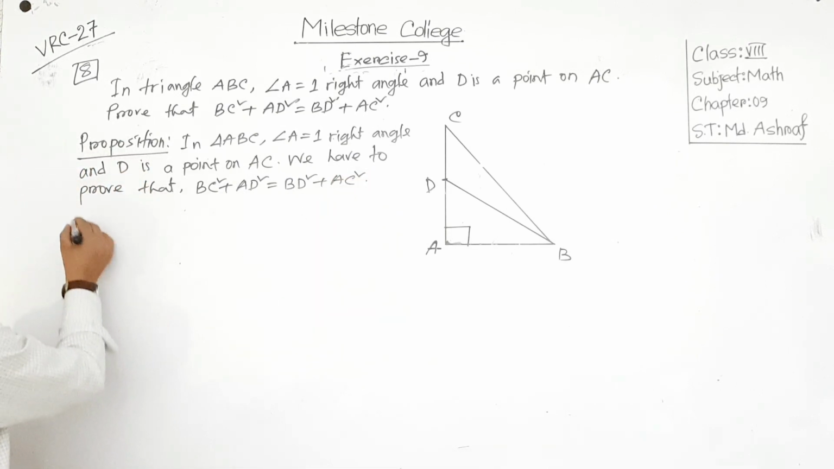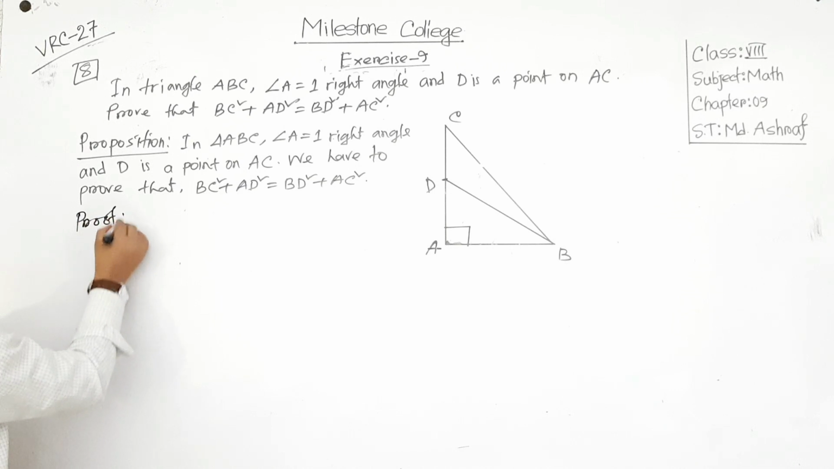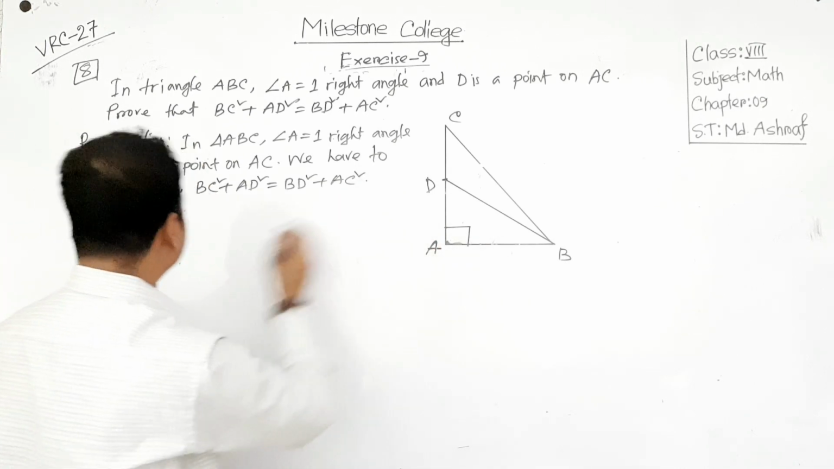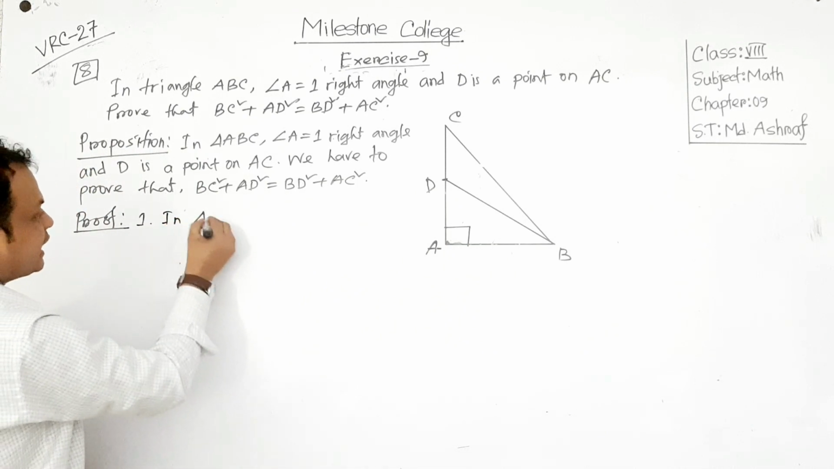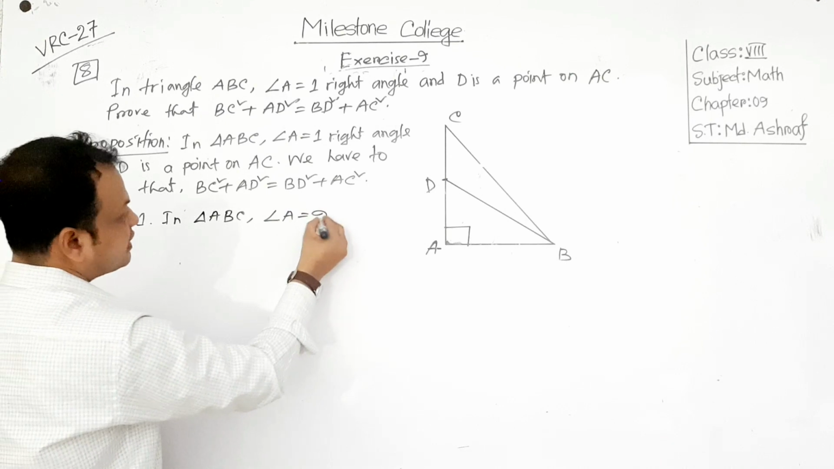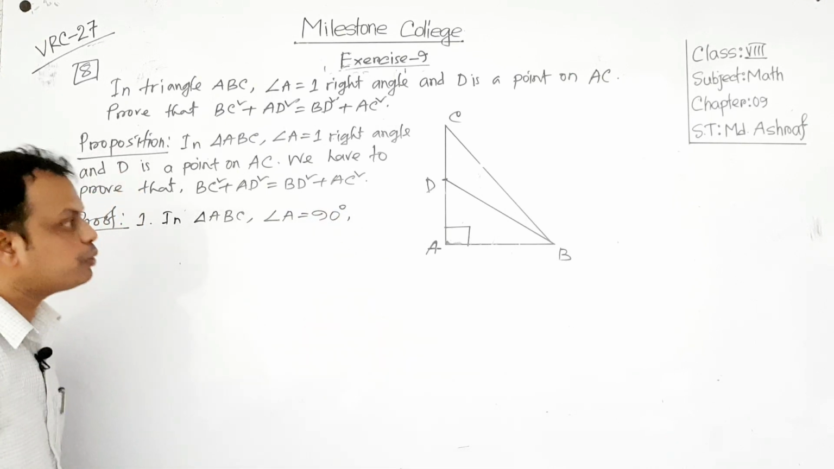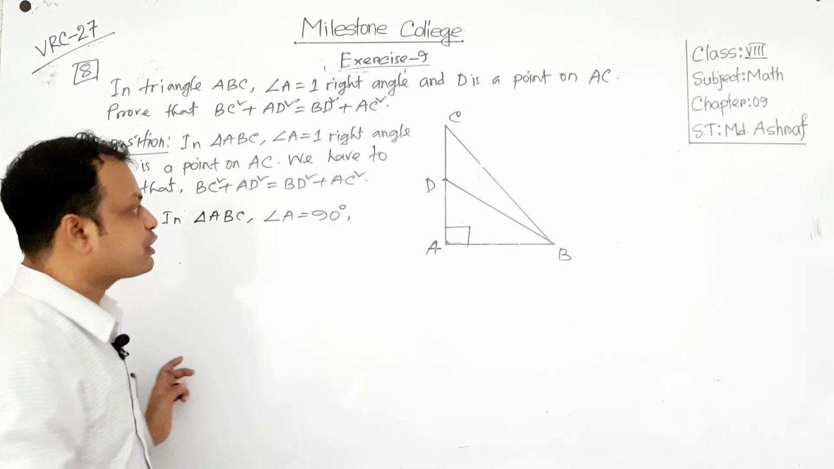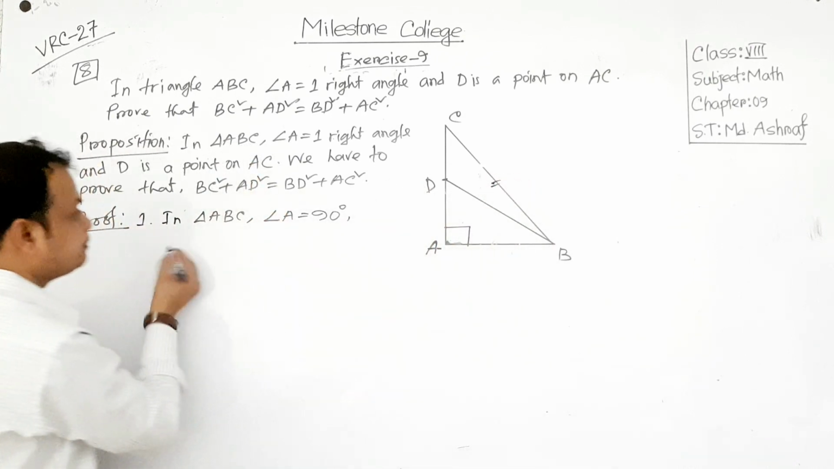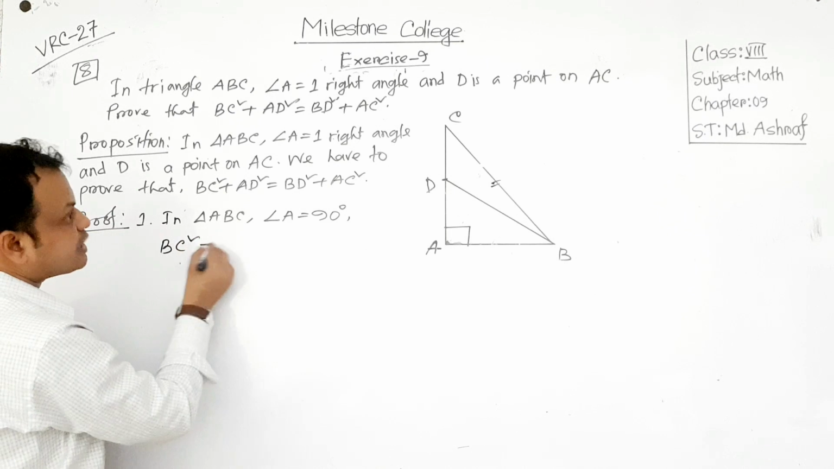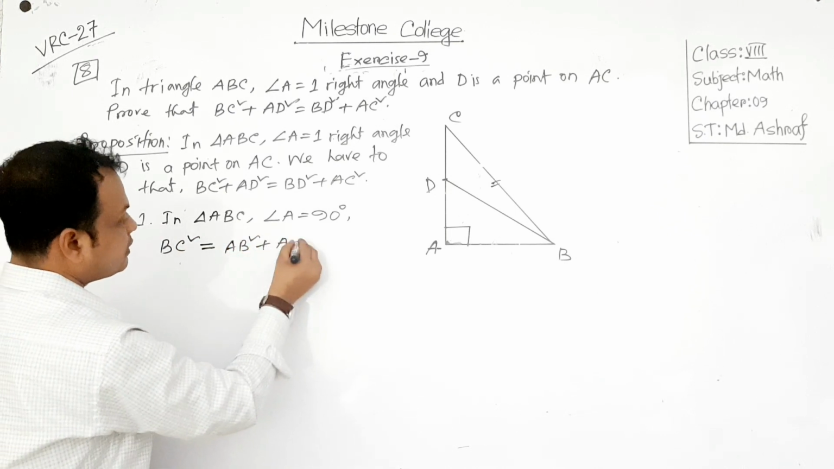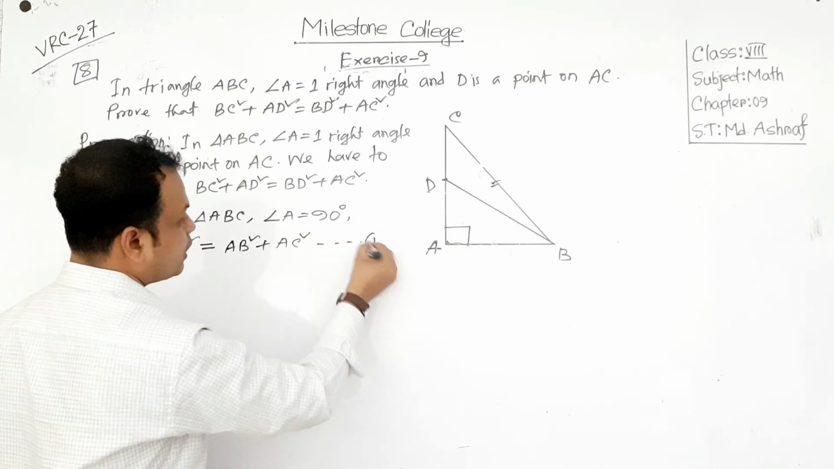Now write the proof. 1 number point, consider the triangle ABC. In triangle ABC, angle A equals 90 degrees. So by applying Pythagoras theorem, what will you get? BC is the hypotenuse. So BC square equals AB square plus AC square. So this is the equation 1.